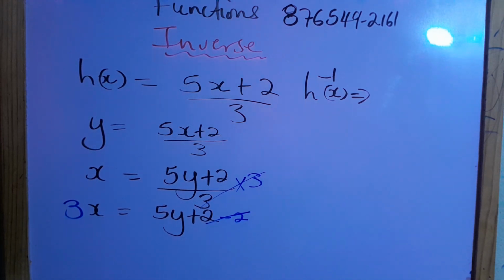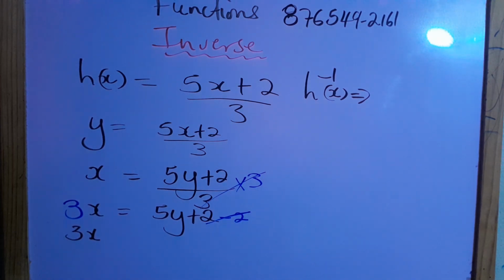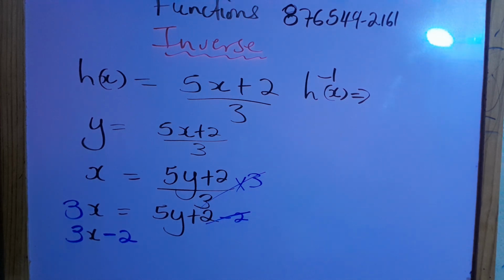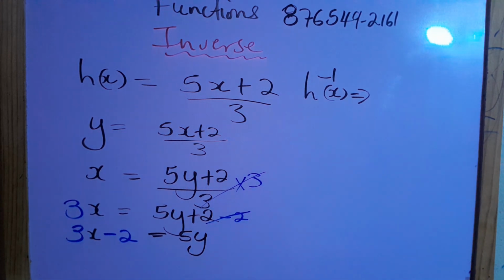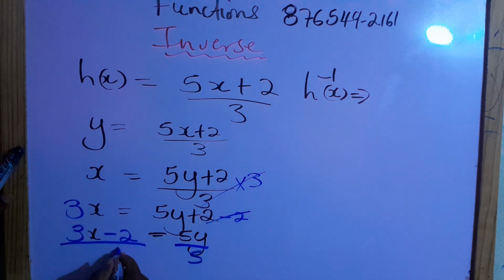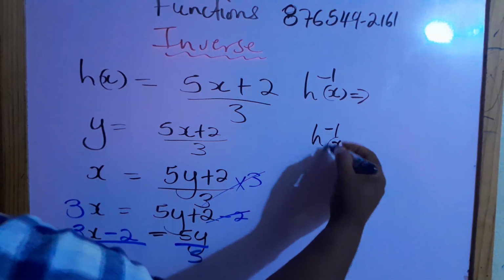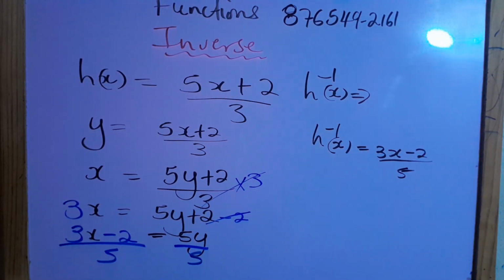But remember, anything you do to one side, you're supposed to do to the next side. So because we subtracted 2 from that side, we're supposed to subtract 2 from this side, to balance the equation. So now we're left with that equal to 5y. So what's the inverse or what's the opposite of multiplying by 5? That would be to divide by 5. So there we have it. The inverse of h is equal to 3x minus 2 over 5. Let's look at the most complex one. Let's go.